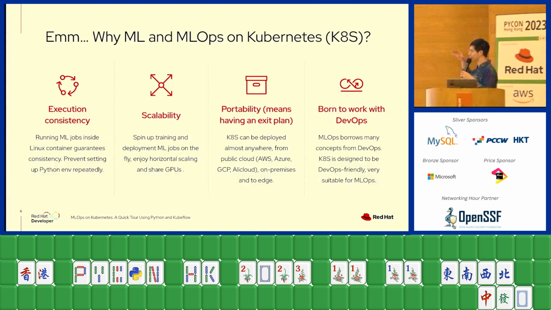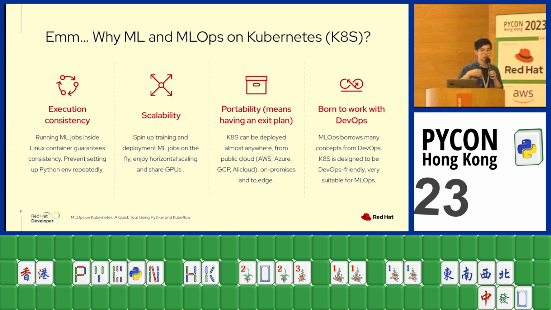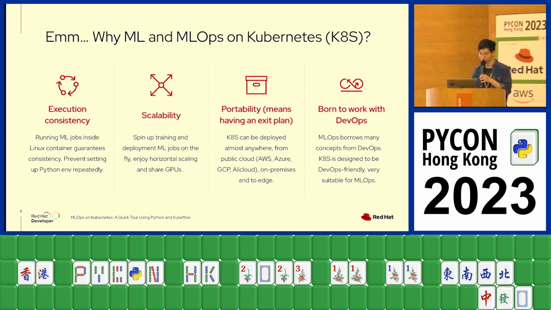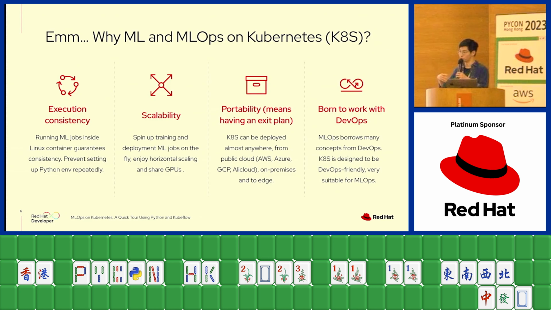So that's why MLOps brings a lot of concepts from DevOps. That's why Kubernetes is really relevant. Because first, Kubernetes runs containers. Every MLOps job that you run on Kubernetes runs in a container. That means you can maintain its consistency. You don't need to set up a Python environment every time to verify those dependencies. And scalability, you can run distributed training very easily together with GPU cards. And portability.